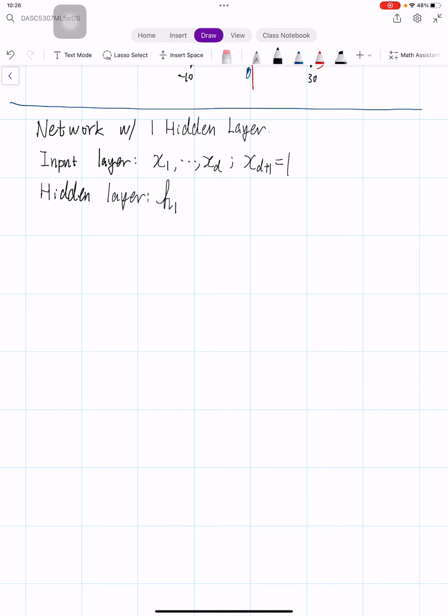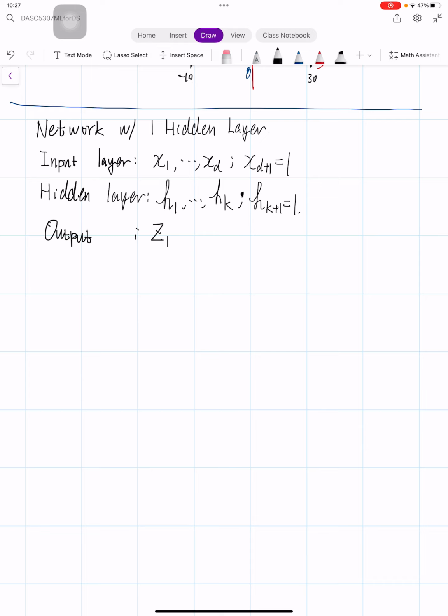Suppose we have x1, and hk hidden layers. Also for the hidden layer we want to use a linear form, so we also want to have hk plus 1 equal to 1. And suppose we just say we only have one output. In general, it's very common that a neural network has multiple outputs.